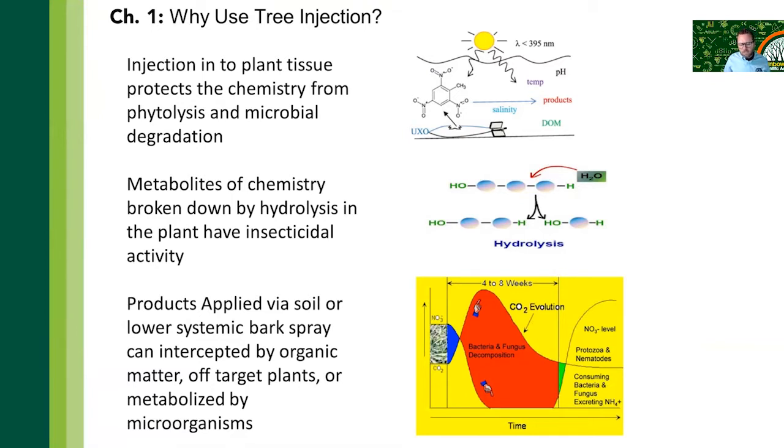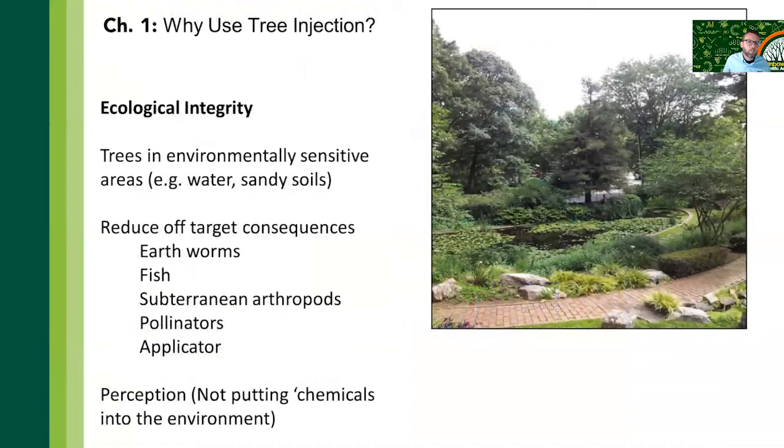So again, if you're doing a lower systemic bark spray, or specifically a soil application, and the target tree or plant is mixed in with other plants, whether they be shrubs, trees, or other things, some of that active ingredient can be intercepted, and that could be off-target application. There could be some implications to that. And likewise, that represents active ingredient that's not getting into our target tree, which might reduce our efficacy. So there are some really good reasons why we would choose tree injection as part of the tools in our toolbox.